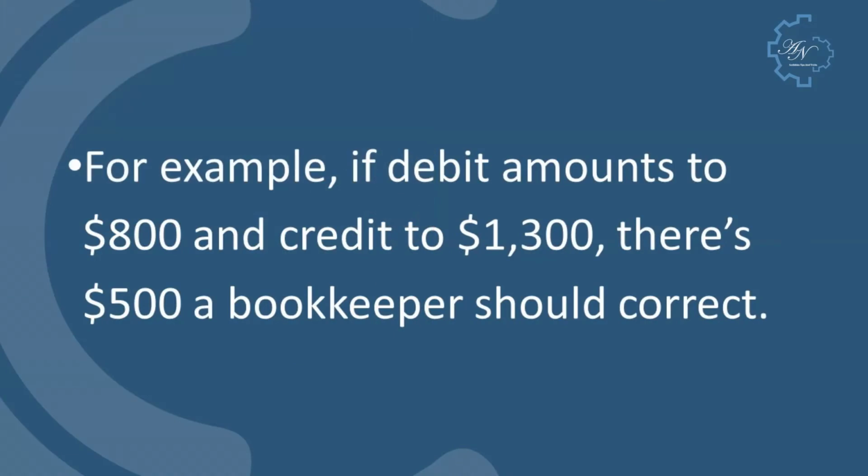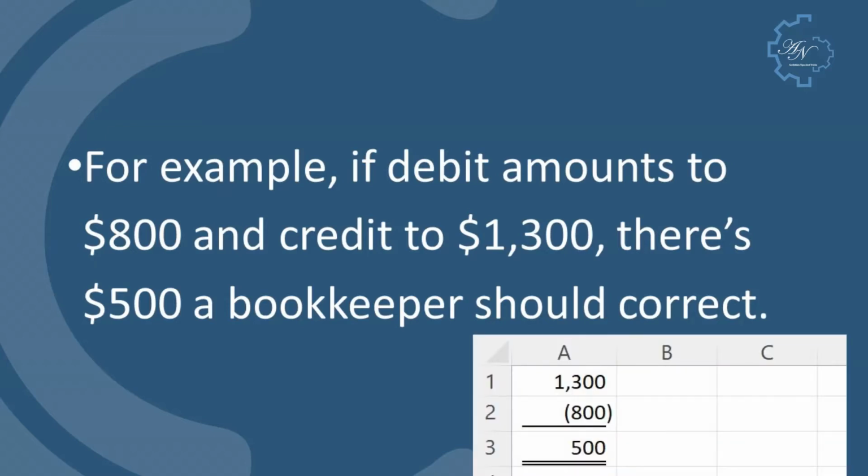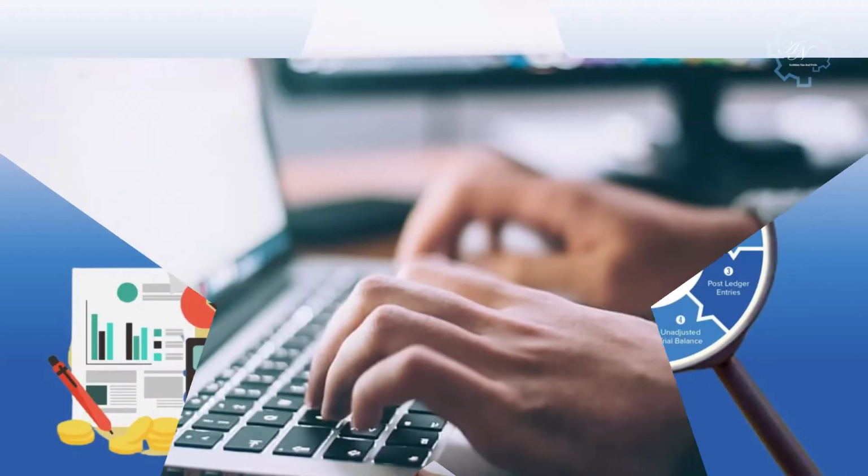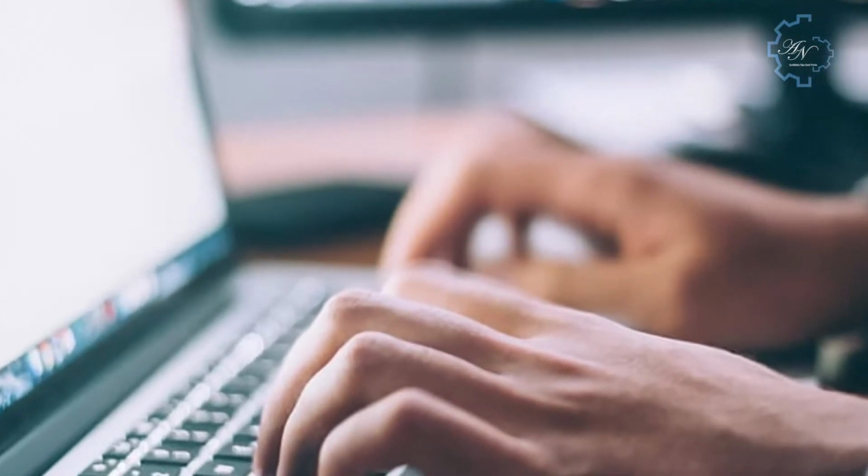For example, if debit amounts to $800 and credit to $1,300, there's $500 a bookkeeper should correct. With accounting software, on the other hand, it's a lot harder to make a mistake.